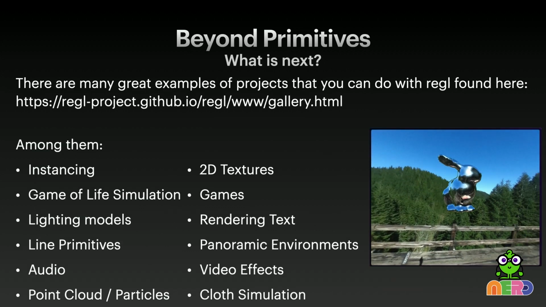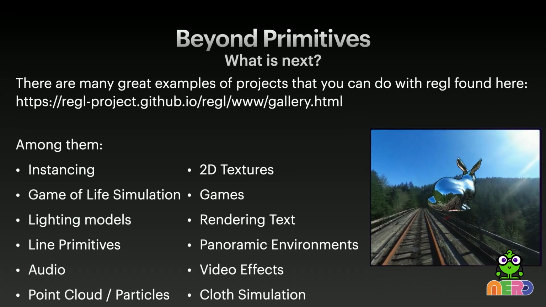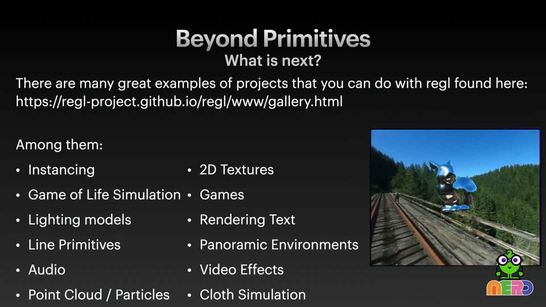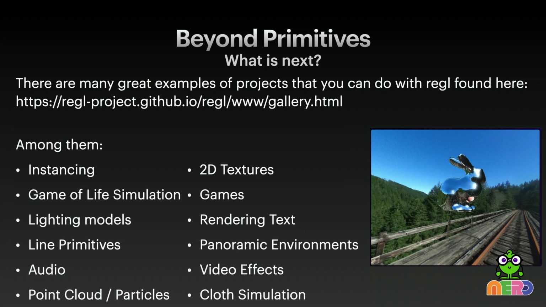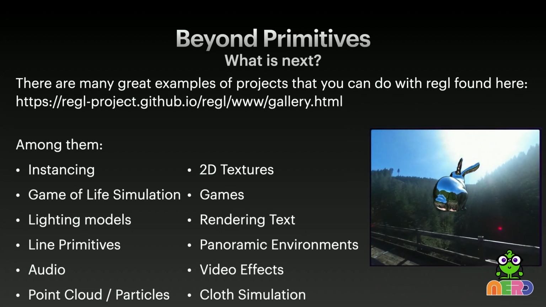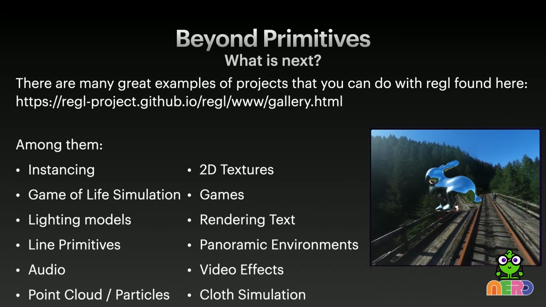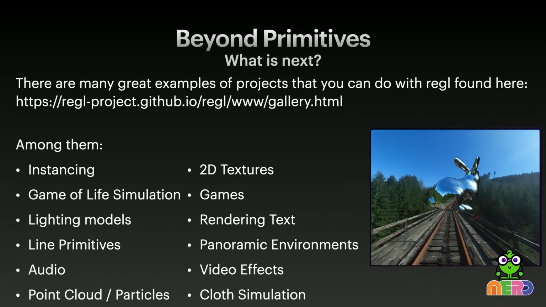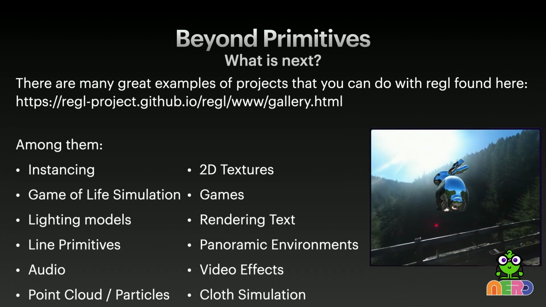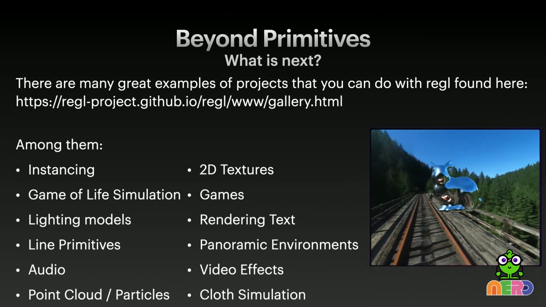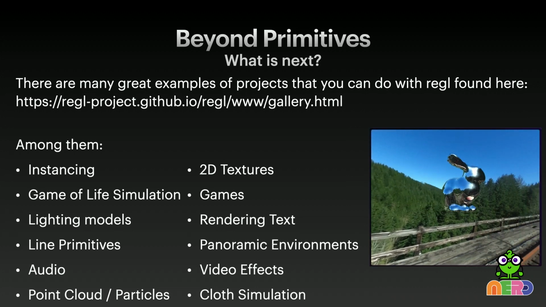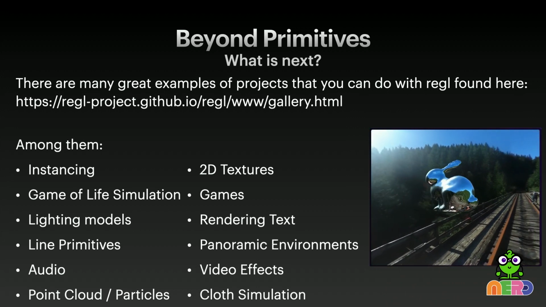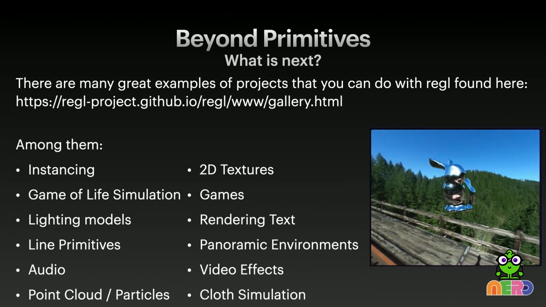Cool. So what's next? If you're using Regl, like I showed in these examples, there are a lot of really cool examples on their website. Instancing, that means you can have some object and make 1 million of them, make 1 million dancing toruses, and it reuses a lot of resources, so you can do that. Game of life simulation, like cells growing and dying and growing again. Lighting models, like we talked about, line primitives, just kind of 2D line art. You can have audio. You might have seen some demos of something reacting to audio or some kind of input like that.